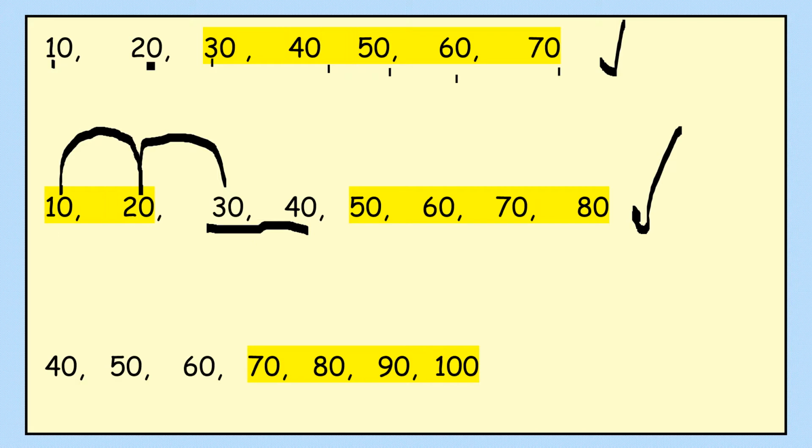And then lastly, 40, 50, 60. What comes next? 70, 80, 90, 100. Oops, and give yourself a tick. See if you can see any patterns there. What's something that you notice that's staying the same and what's something that's changing?